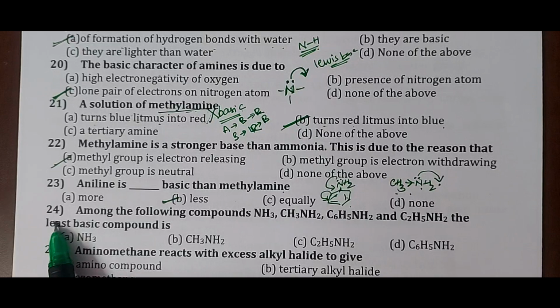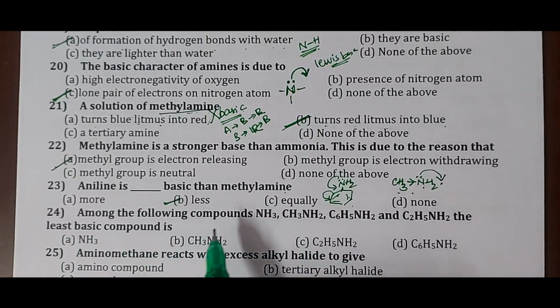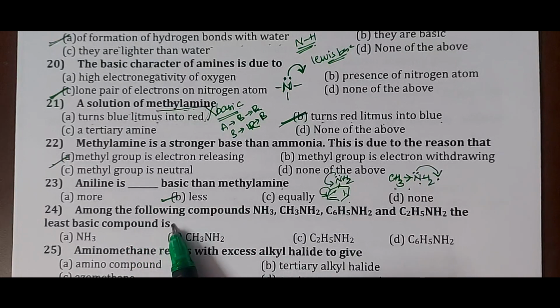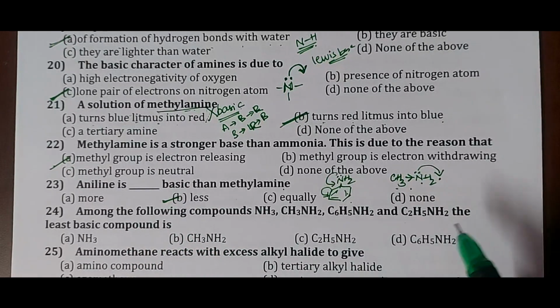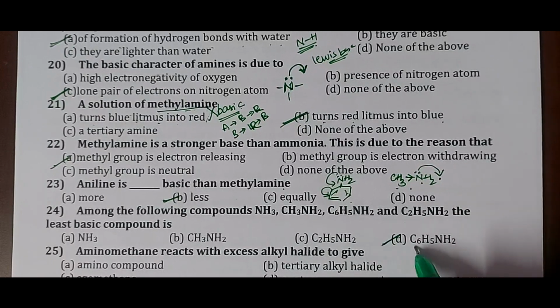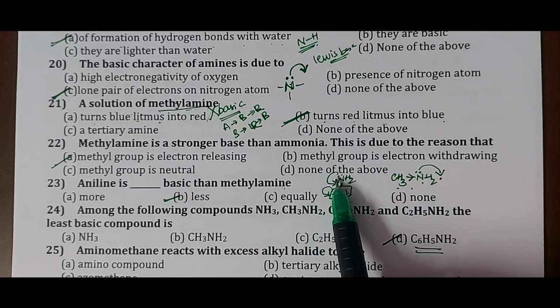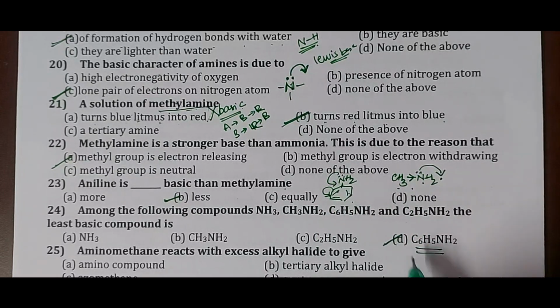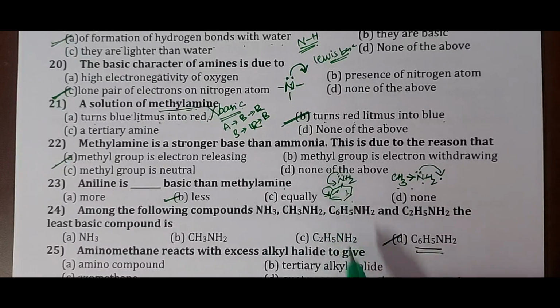Next we'll go with question number 24. Among the following compounds, ammonia, methylamine, aniline, ethylamine, the least basic compound is... So when we consider question number 24, the least basic compound would be aniline. Why? Because the lone pair of electrons is not easily available for donation due to the resonance or conjugation with the benzene ring.